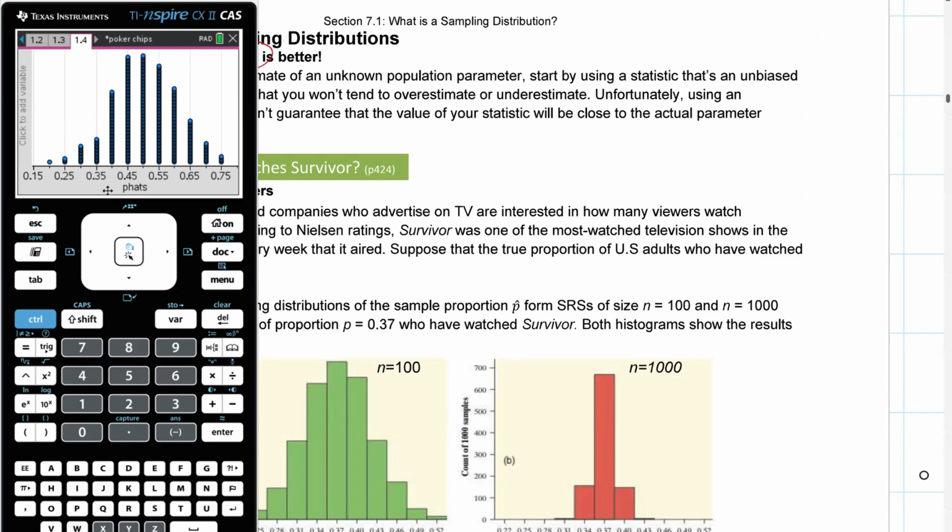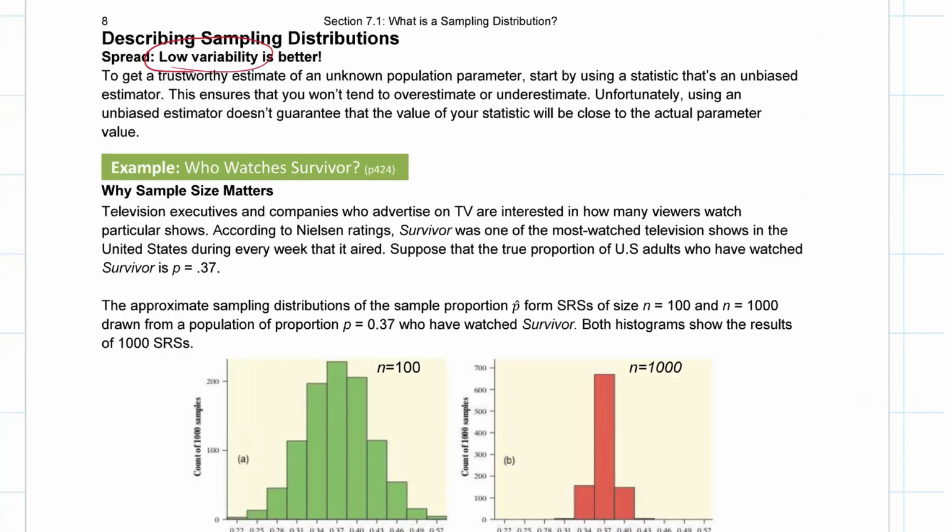Okay. Let's take this for another example. Television executives who advertise on TV are interested in how many viewers watch a particular show. According to Nielsen ratings, Survivor was one of the most watched television shows during every week it aired. Suppose the true proportion of US adults who watched the show was 0.37. If we take repeated samples of size 100 from a population where the proportion of viewers that watched Survivor was 0.37, we can get a distribution of all those different p-hats.